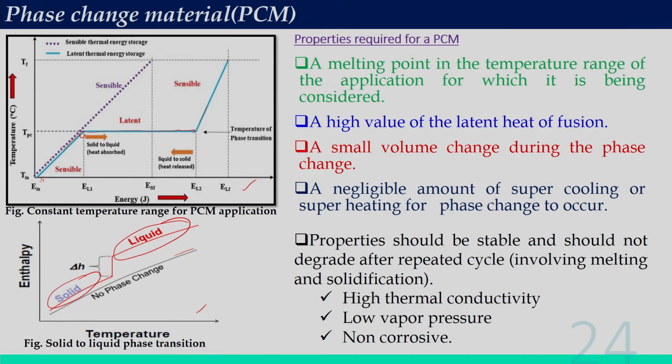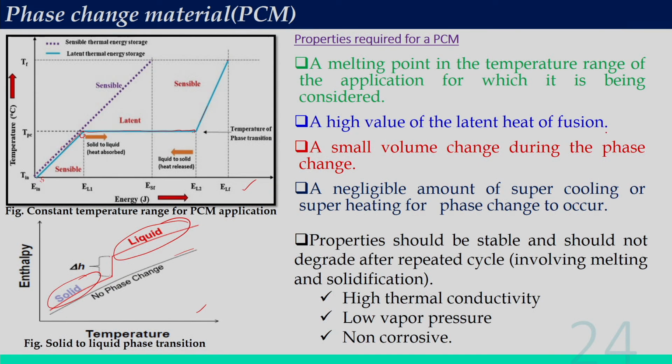These properties are something like a melting point in the temperature range of the application for which it is being considered. Say for drying of paddy, we need to maintain around 60 degrees. So accordingly we need to find out which PCM is best for that temperature range, so that it can melt at that temperature and the latent heat of fusion can be transferred to the paddy for drying. A high value of latent heat of fusion is always important or required.